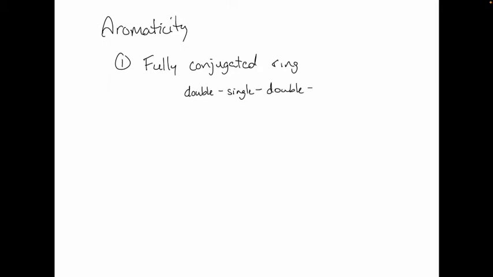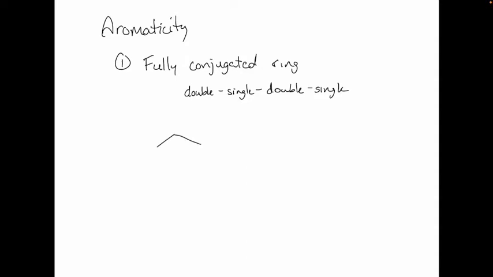we had 2 rules. The first one was you had to be a fully conjugated ring, which means that you have to have this perfect spacing of your double bonds and single bonds such that it always goes double, then single, then double, then single, etc. So what we did when we looked at one of these molecules is we went through and made sure that each carbon was associated with a double bond.